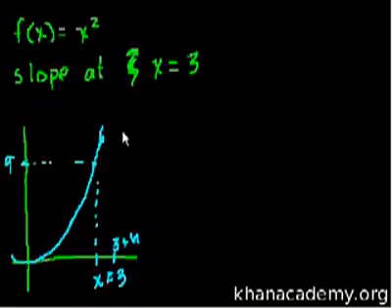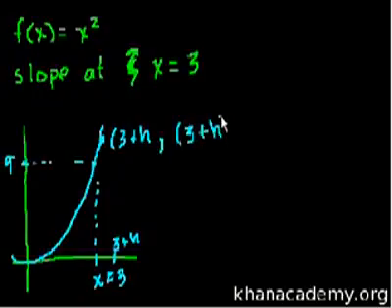So this point right here is 3 plus h, comma, 3 plus h squared, right? Because we just take 3 plus h and put it into x squared, and we get 3 plus h squared. And this point here is, of course, 3 comma 9. What we want to do is find the slope between these 2 points.